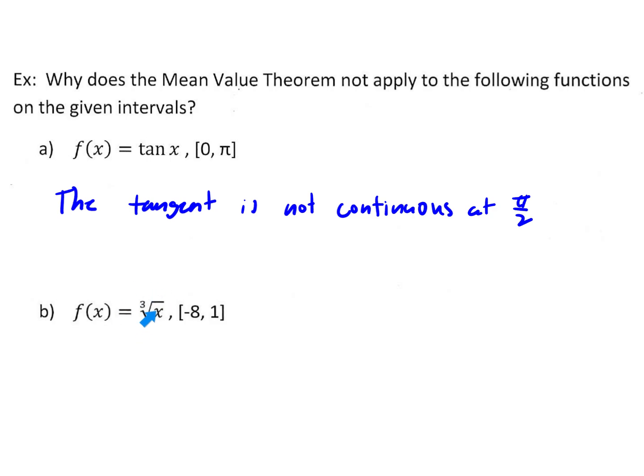How about this? Can any value go under here for x? Can I have negatives under here? Yeah, sure you can. It's a cube root. It's fine. When this is an even index, then you have to worry about negatives under here. So I can put anything in here. So this is continuous.